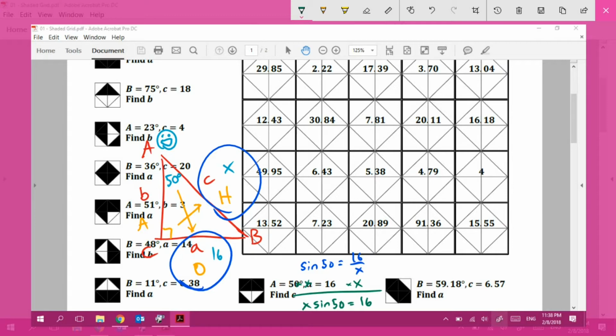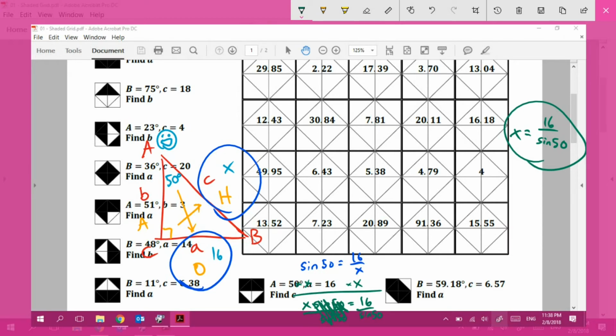But I'm trying to get x alone now, right? So now I'm going to divide by sine of 50 on both sides. Divide by sine of 50. And now you're going to see that this cancels out the sine of 50 on the left side, and x equals 16 over sine of 50. And that will be your answer, so put that in the calculator.